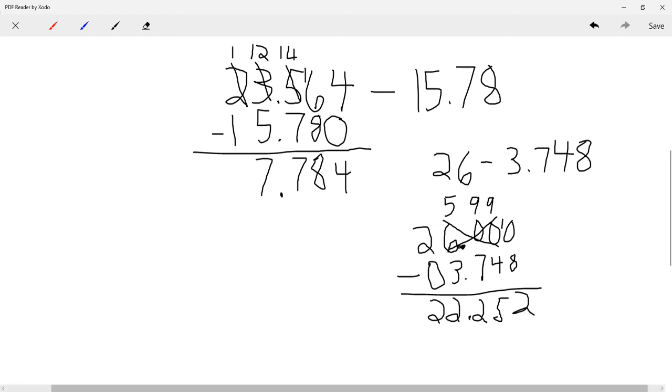So hopefully that showed how to subtract with the standard algorithm. Basically, you just line up the decimals, and then it's pretty much exactly the same as regular subtraction. And just make sure you remember to bring it down.